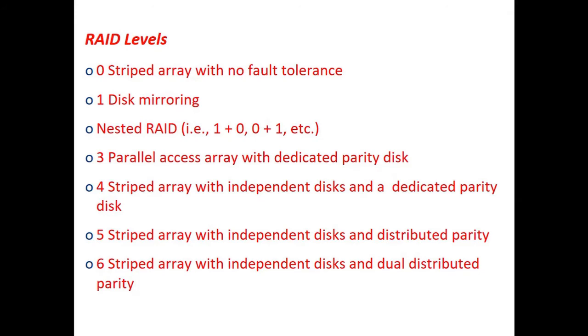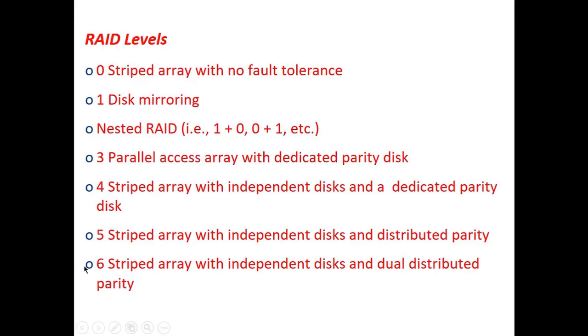Then we have RAID 5. RAID 5 uses a striped array with independent disks and distributed parity. Observe the difference here. Here we are using the term distributed parity. What this means is we are not going to maintain a separate dedicated disk as a parity disk. In dedicated parity we need a separate disk for storing the parity values, whereas in RAID 5, which uses distributed parity, we don't have to maintain a separate hard disk drive. The parity will be distributed across all the other hard disks.